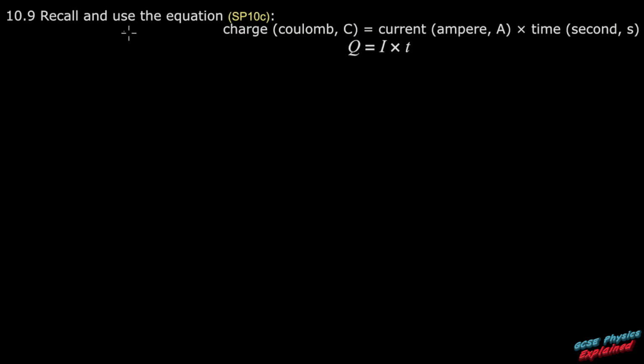Number 9. Recall and use the equation charge equals current times by time. So that's what I've just talked about. So how much charge your mobile phone gets depends on how much current is flowing for how much time. So if you've got a current of 5 amps, let's say, and you leave it in for 30 minutes. Now remember, time has to be in seconds, so 30 minutes times by 60 seconds per minute. And that's your standard question. So that would be 9,000 coulombs of charge.